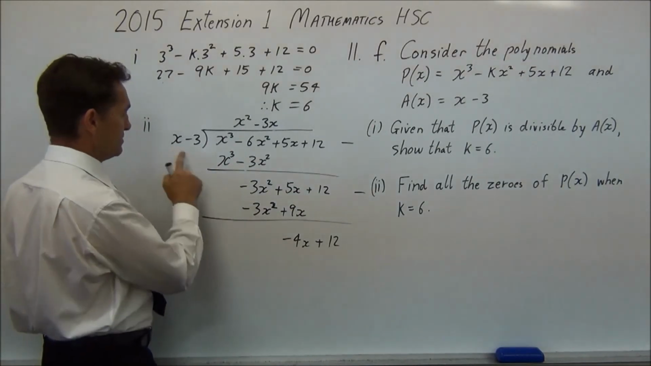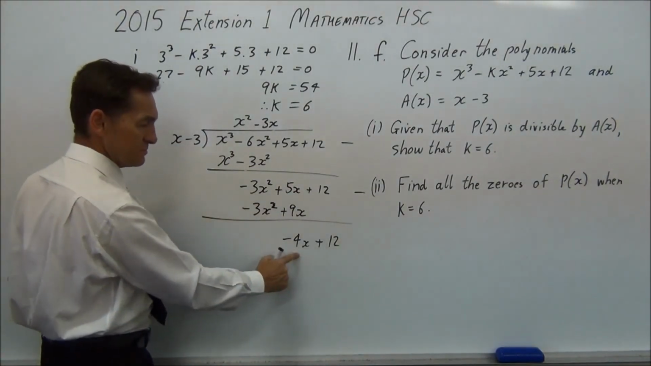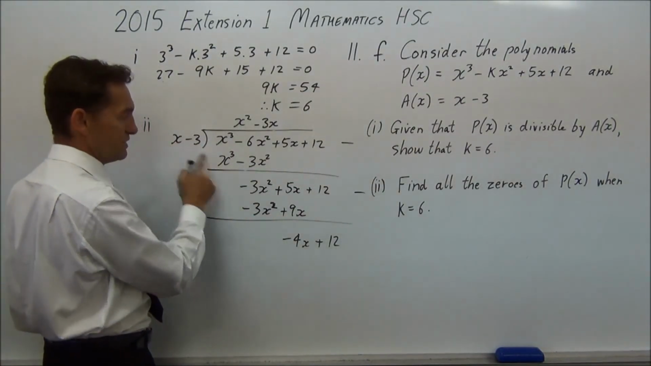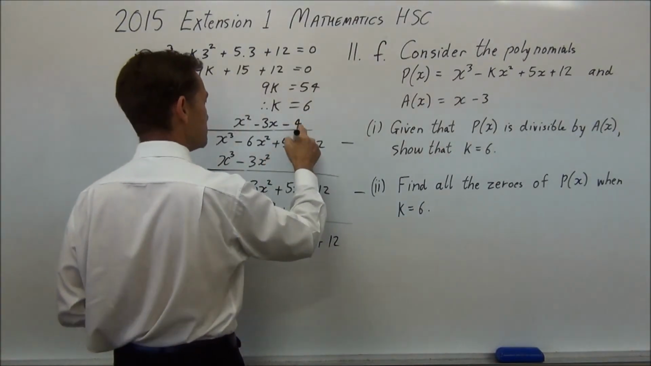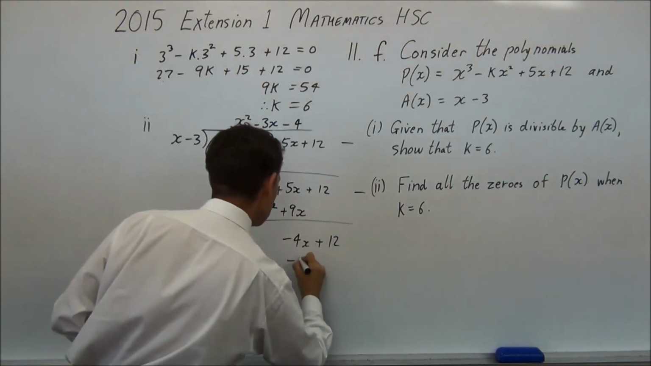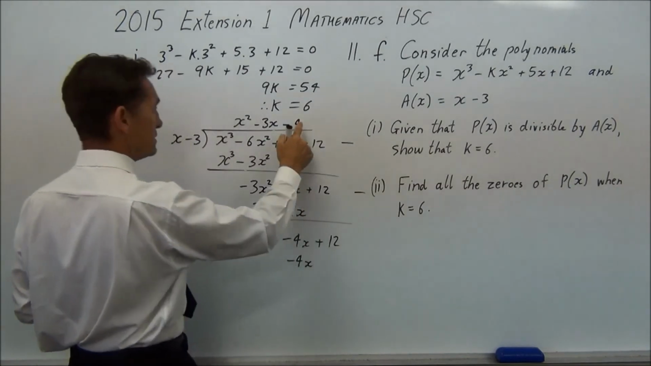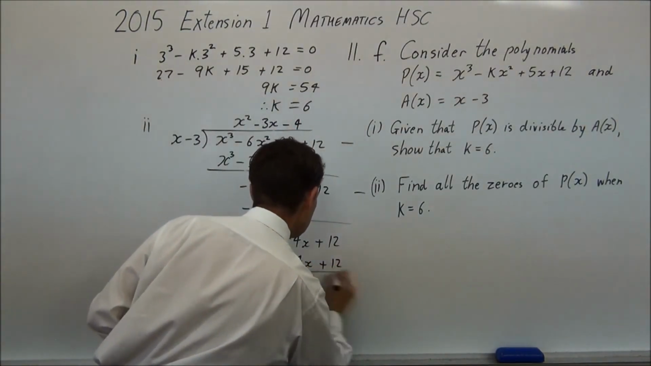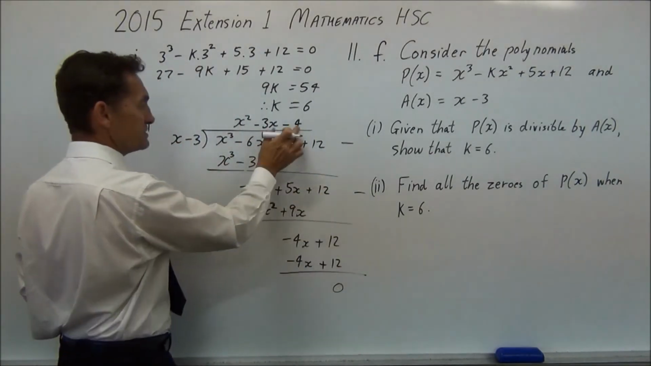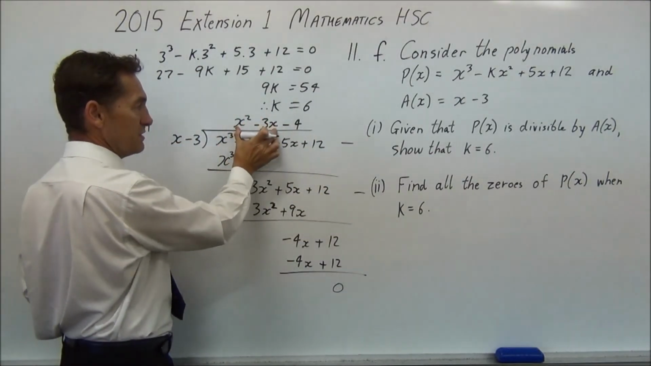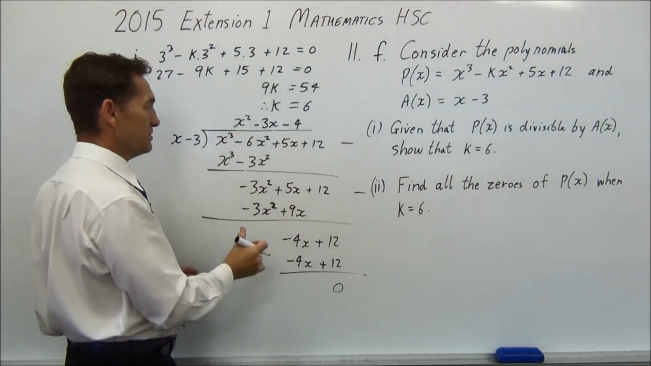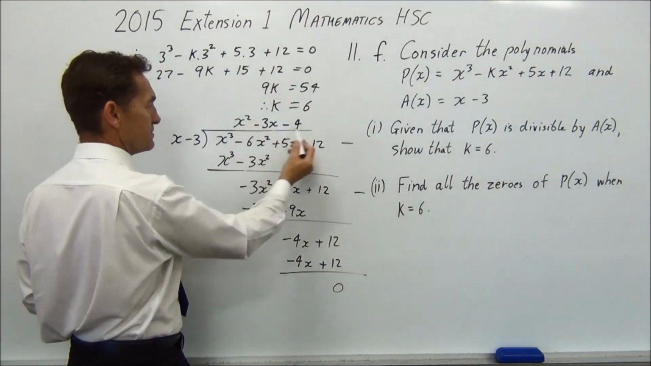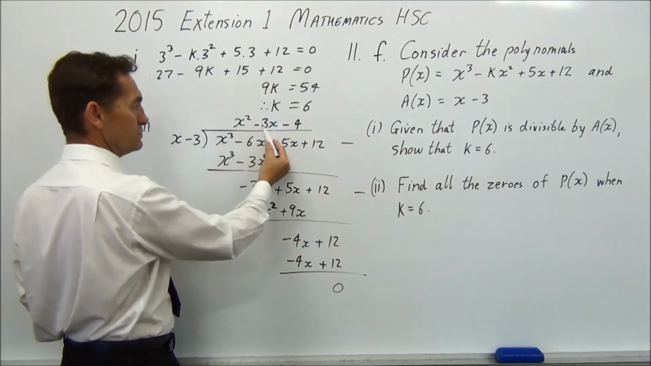Now again we look, how many times does x go into minus 4x? Well, what do you multiply that by? Minus 4. So minus 4 times that is minus 4x. Minus 4 times minus 3 is plus 12, and that's 0. So this is our quadratic. You can factorise that quite easily. So let's factorise that to give our other two factors.